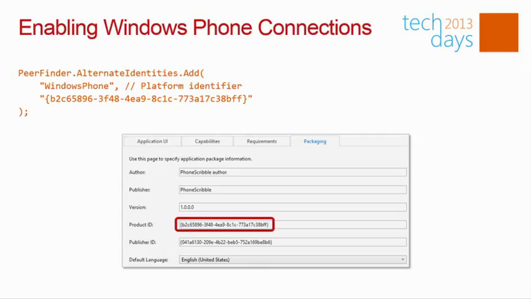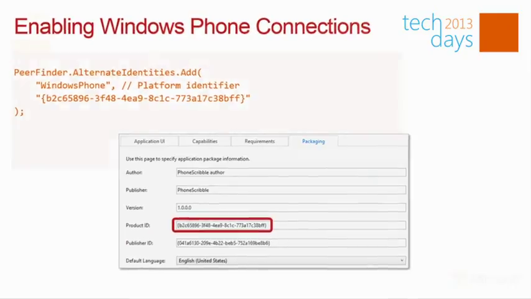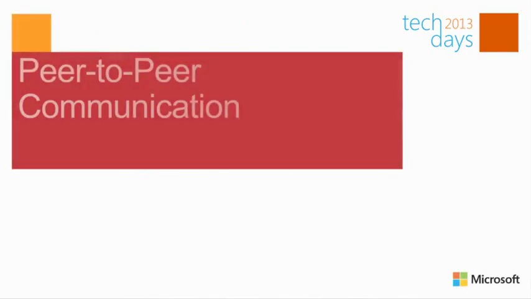Remember, if you don't do this, you can connect Windows phones to Windows phones or Windows 8 devices to Windows 8 devices, but you cannot connect a phone to a Windows 8 tablet without doing this. Fortunately, it's a couple of lines of code.